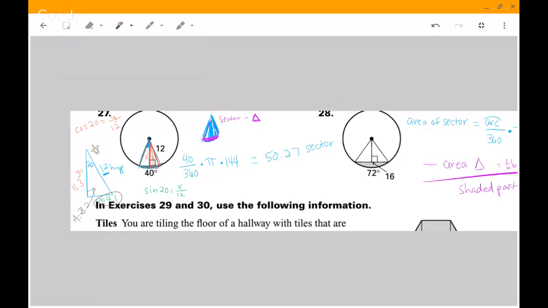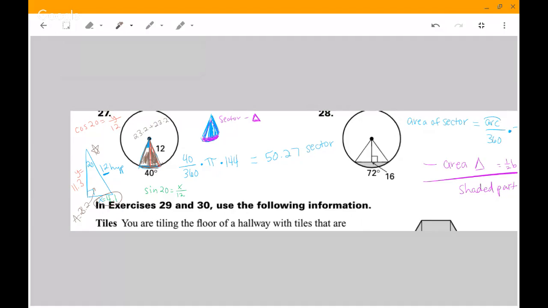So that's 23.2. This one is also 23.2. That gets rid of both triangles. Yes? Yes. All right. So I'm going to do 23.2 plus 23.2. I'll put triangles so it makes sense what we did. It's 46.4.